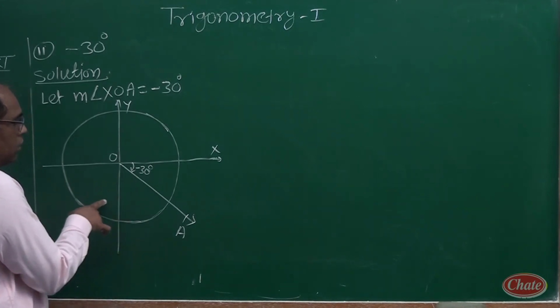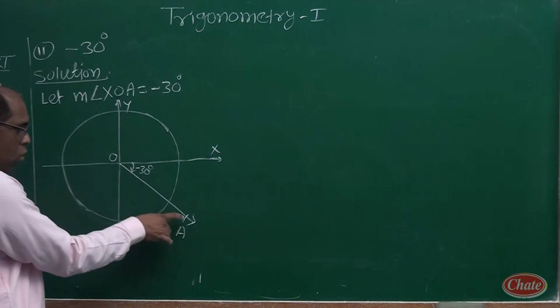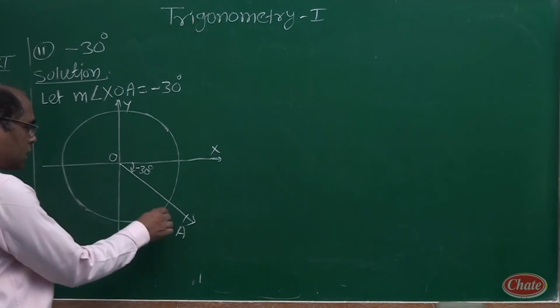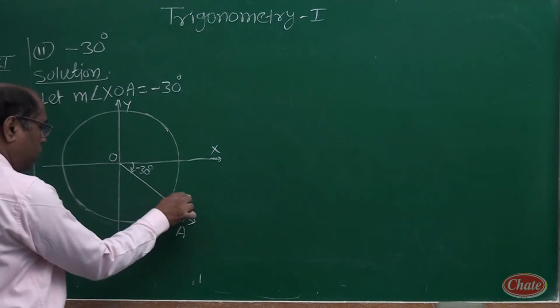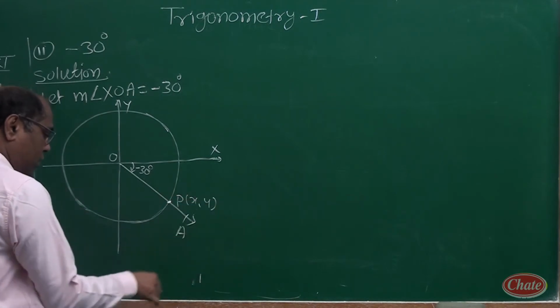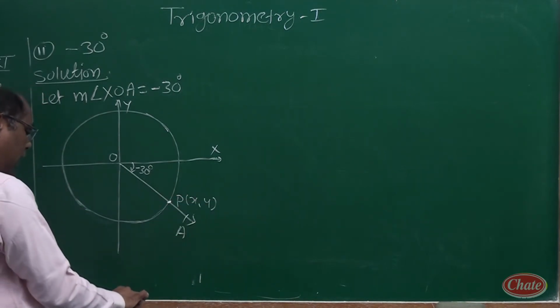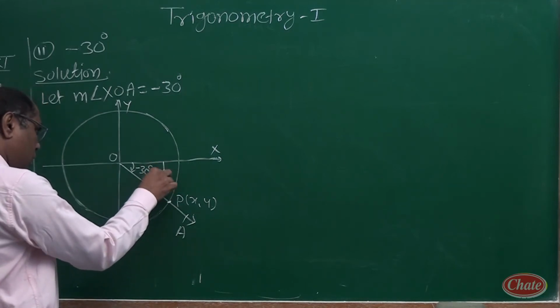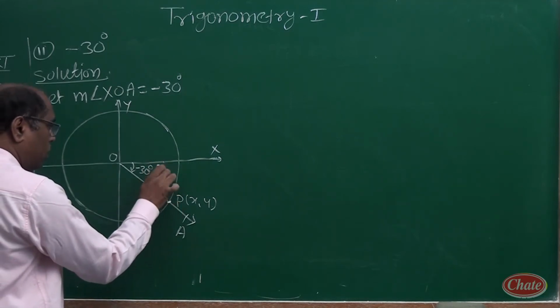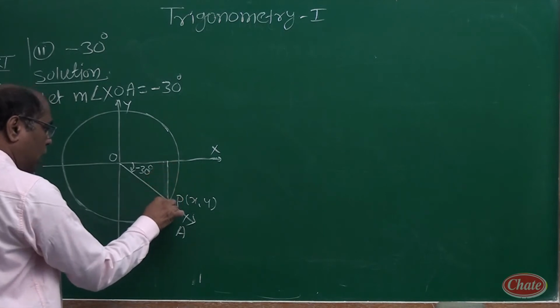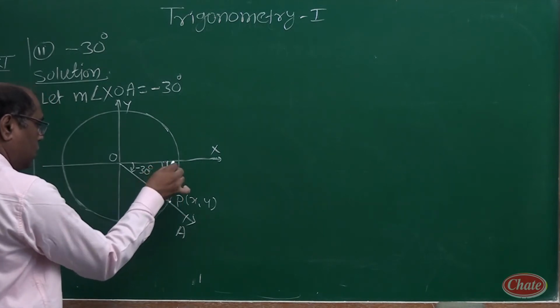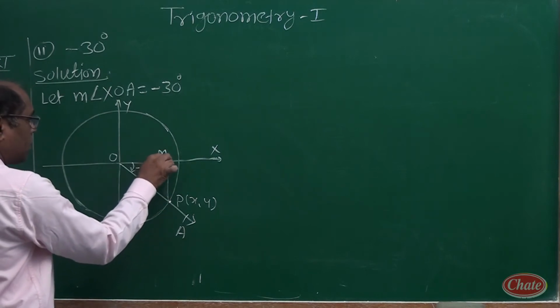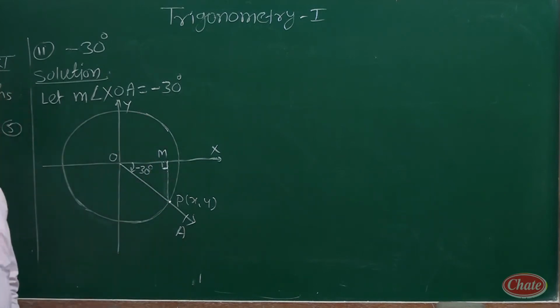Now let its terminal arm OA cut the standard unit circle in the point P(x, y). Now here I draw PM perpendicular to the x axis. Draw PM perpendicular to the x axis.